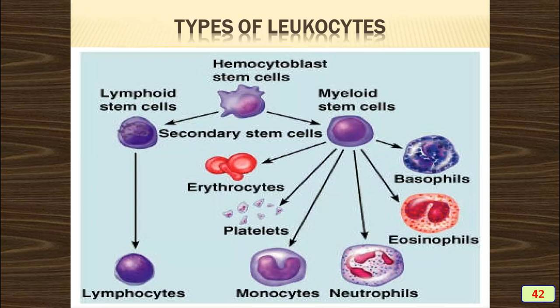Then this is the classification of the myeloid stem cell. Then hemocytoblast is going to take place. Then lymphoid stem cells are also selected, then secondary stem cells. Then myeloid stem cells give rise to erythrocytes, monocytes, platelets, neutrophils, eosinophils, then basophils, and many more.